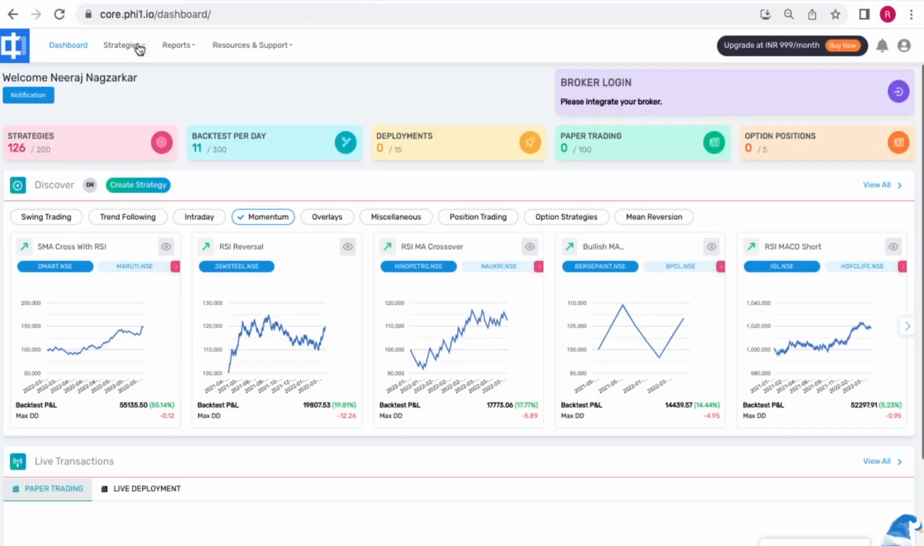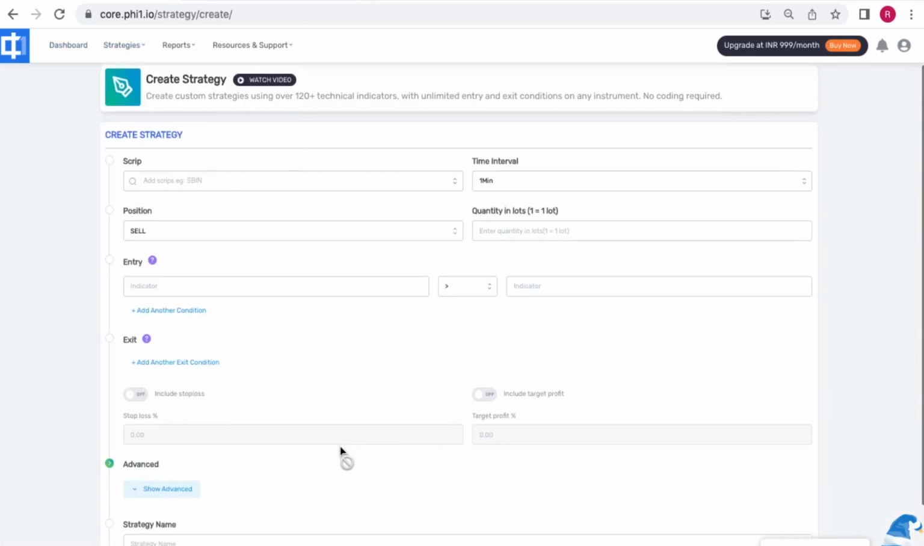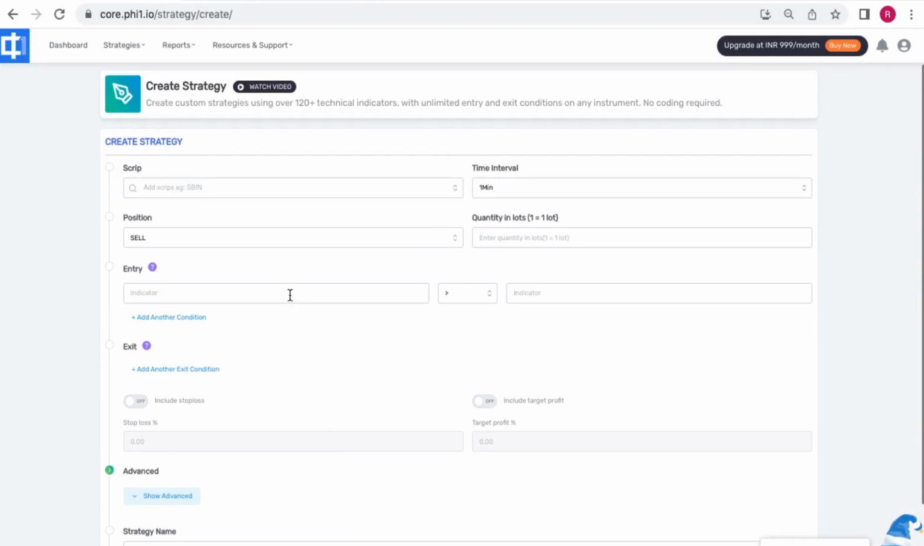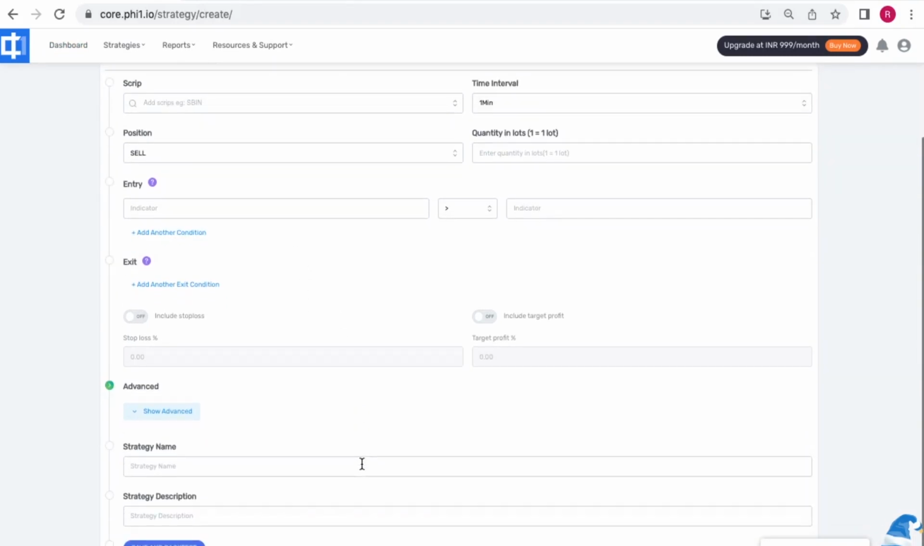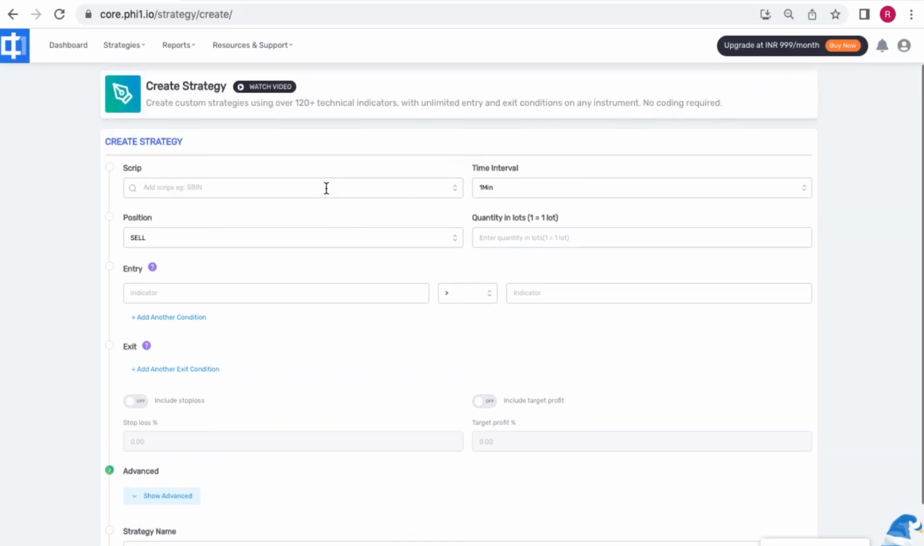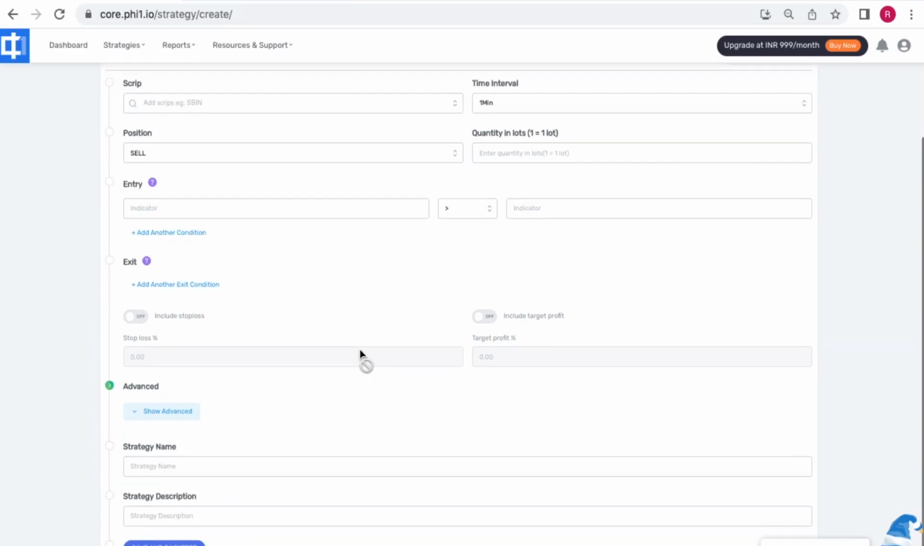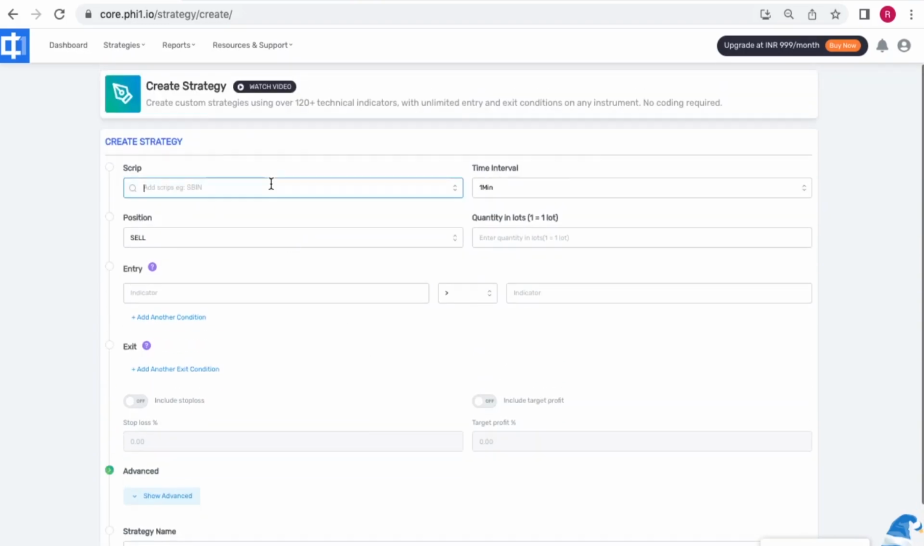Log on to Phi 1 core and go to strategies, click create strategy. Now this is going to make your job very simple. This is a template based strategy creator with 120 plus technical indicators. You can also choose to put unlimited entry and exit conditions, and you don't need to know any code. All you need to do is fill up this form with all your details. Let's begin by adding some scripts.